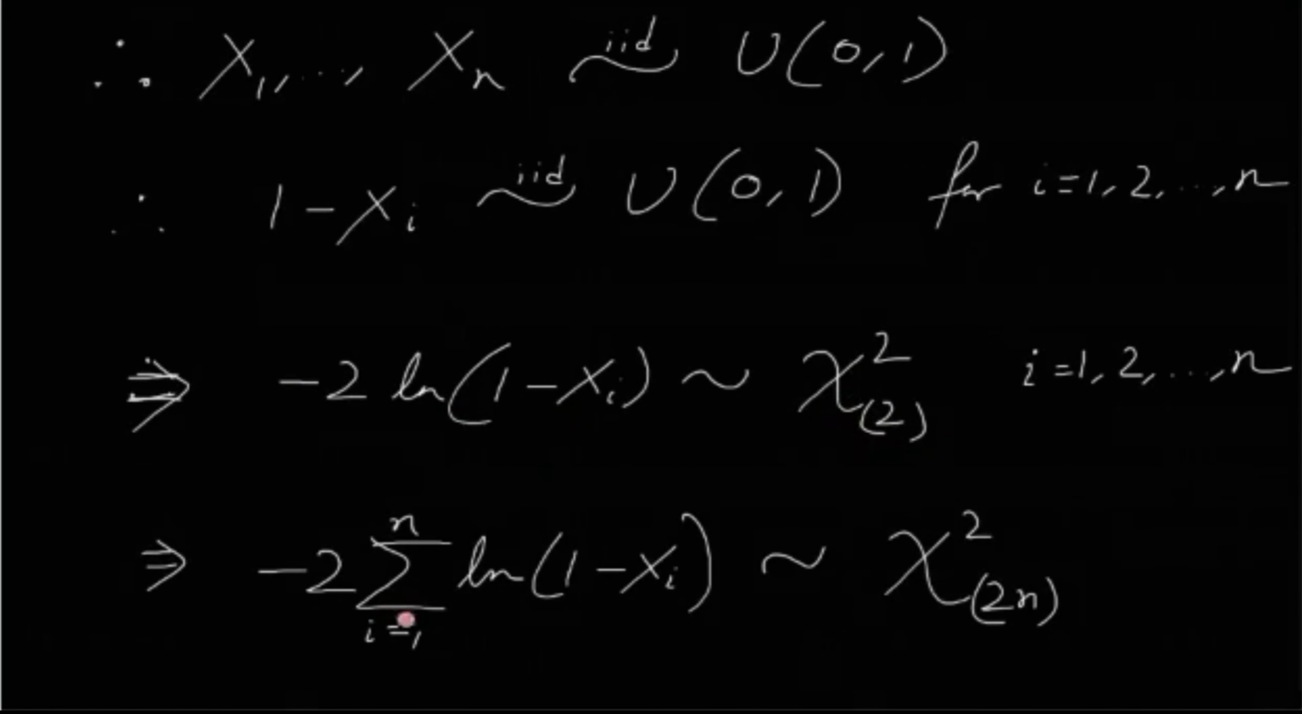Therefore, taking the summation, that means adding up all those things for each of the random variables x1, x2 up to xn, this entire thing, minus 2 summation log of 1 minus xi, follows chi square 2n. Remember, because there are n such things and each of them follows chi square 2. So this is chi square 2n. The degrees of freedom add up in chi square distribution since they are independent after all. So this entire thing follows chi square 2n distribution, right?